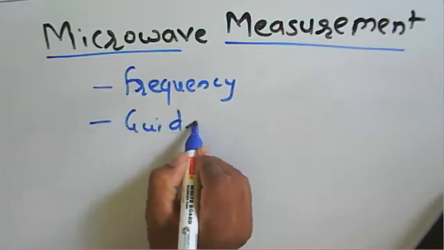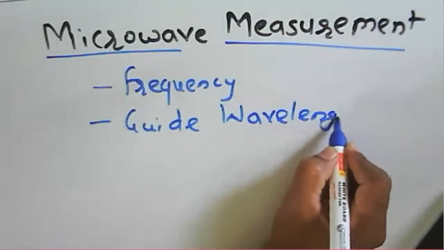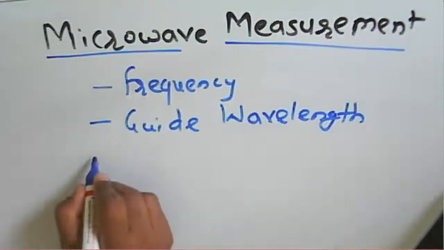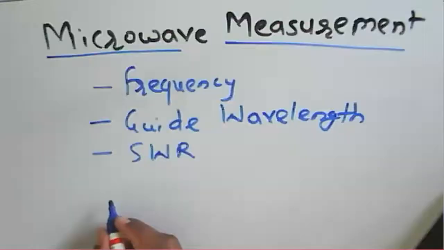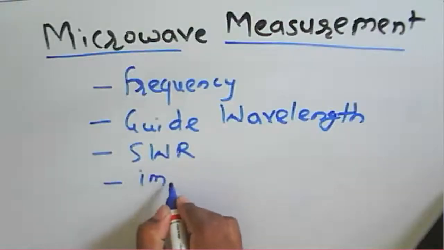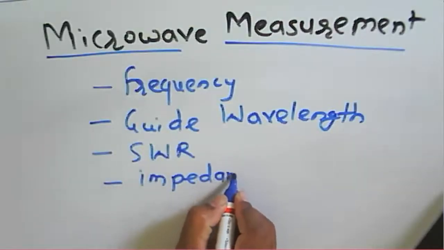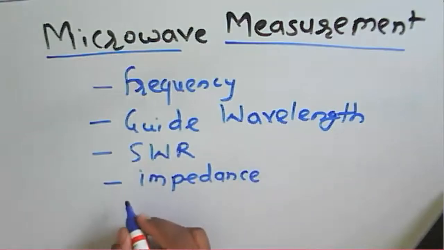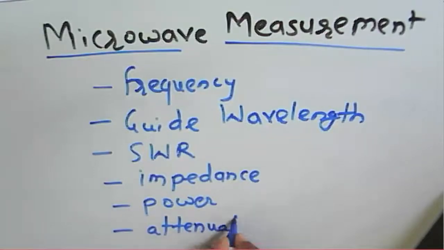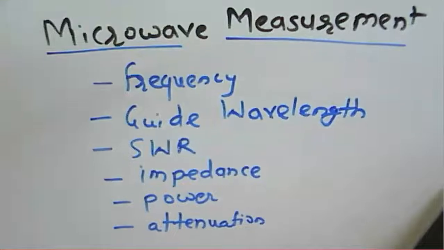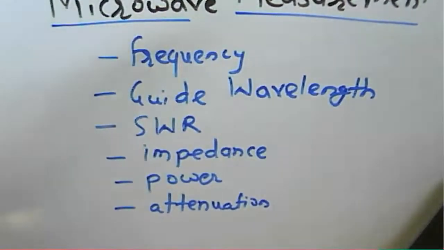Then we are supposed to know what the guide wavelength will be here. Then we are supposed to know what the standing wave ratio will be. Then what the impedance will be here. Then what the power will be, and then what the attenuation will be. Now these are the various microwave parameters.